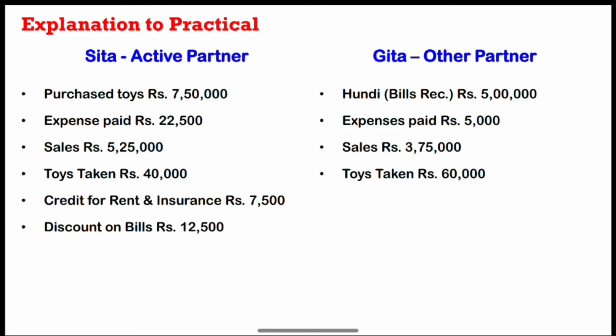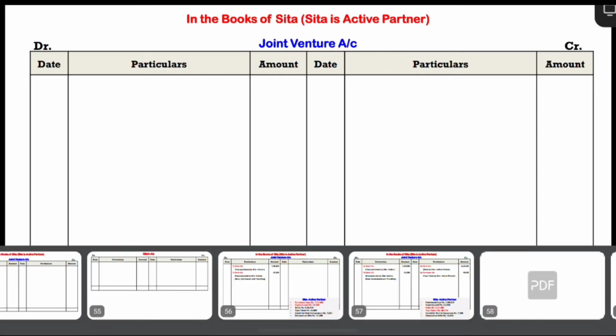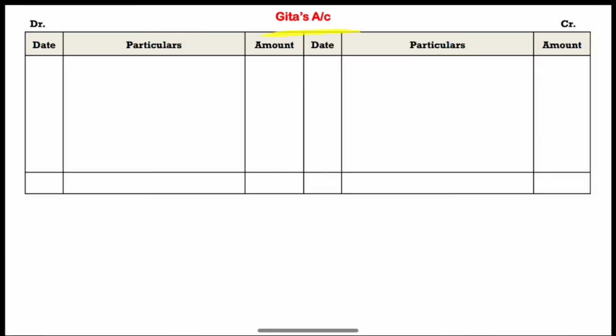Moving towards, see here: purchase of Sita, expenses paid, sales, toys taken, credit for rent and insurance, discount. Gita: hundi, expenses paid, sales and toys taken, stock taken. Now on the basis of this, we have to prepare accounts in the books of both the partners. So in the books of Sita, joint venture account and Gita's account.